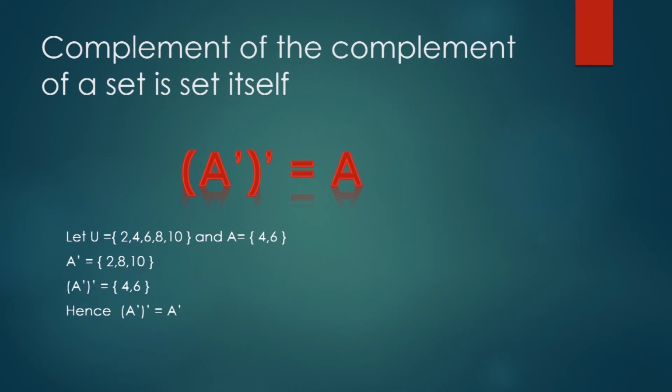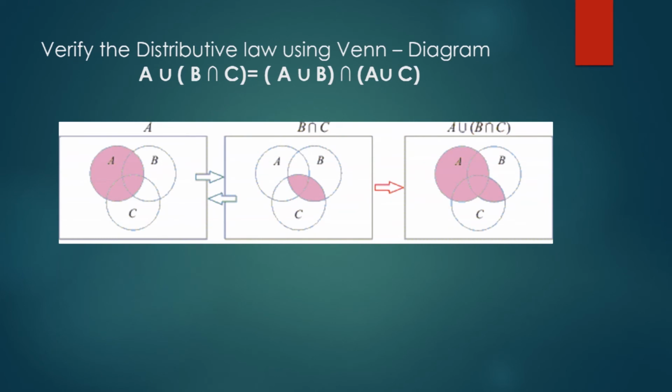Let's have an example of Venn diagram to verify the distributive law. That is, union of A with intersection of B and C is equal to intersection of union of A and B and union of A and C. First part in the diagram represents the set A. In second part, intersection of B and C is shown. If we take the union of both parts, it will give us union of A with intersection of B and C.